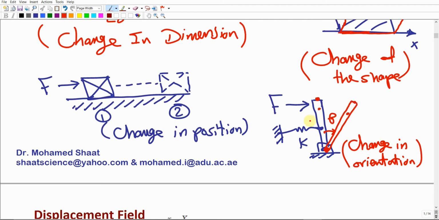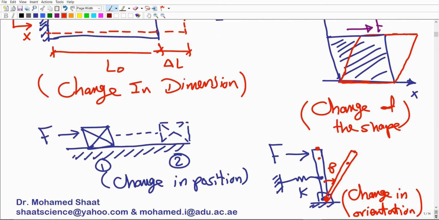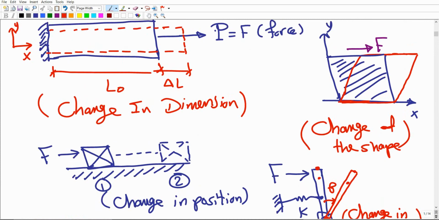So all of these points are changing position, or the overall continuum, the overall solid material, has changed its orientation. It has been oriented, it has been rotated, kind of. So all of these are different changes. Because of what? Because of the external force.